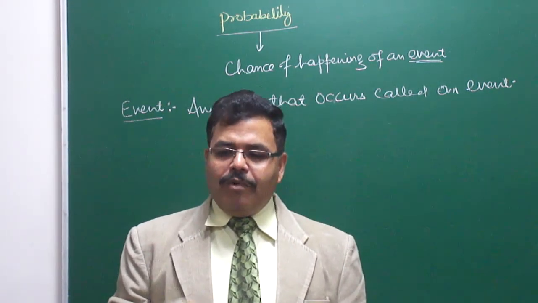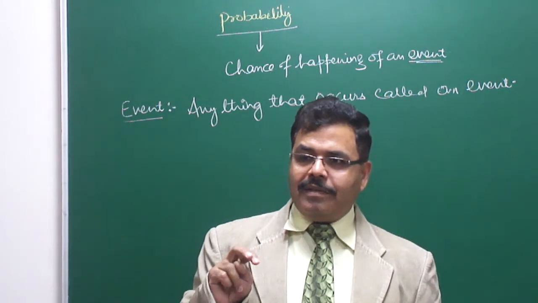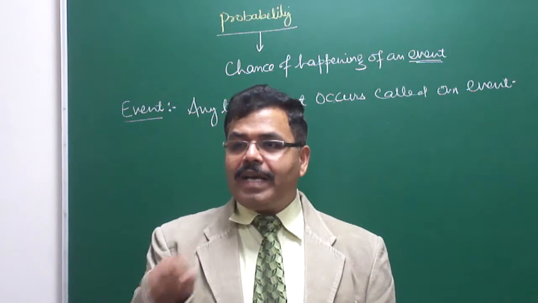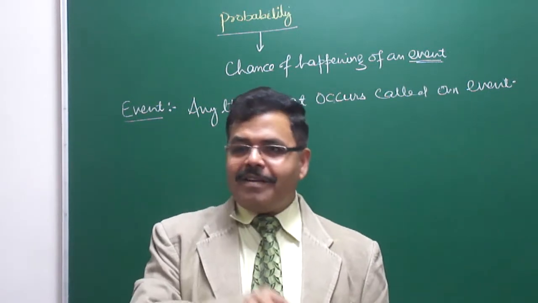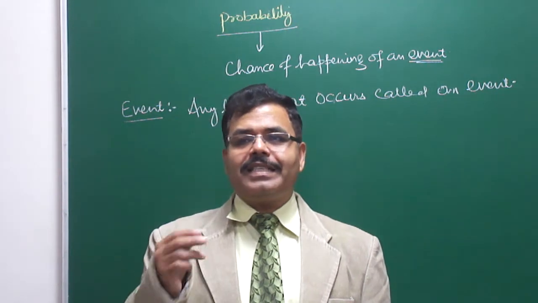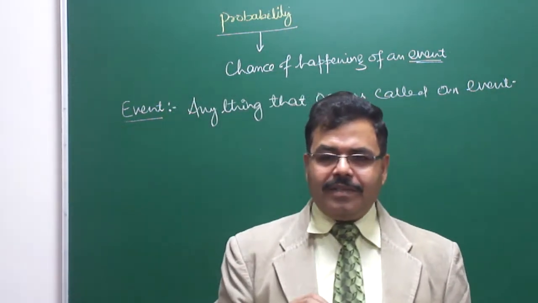Similarly, more than one outcome is possible. If there are two red balls, then again a red ball will come. But there are two possibilities. Which red ball will come? The first red ball or the second red ball? Big red ball or small red ball? So there are certain outcomes. Any event has certain possibilities.